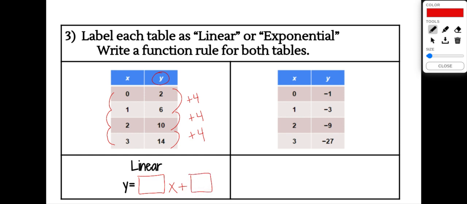Now this first one right here, this first box, that's our slope. That's our rate of change. We see that we're going up 4 on the y and up 1 on the x. Remember, that's your y over x, your change in y over change in x, your slope. So that would be 4.